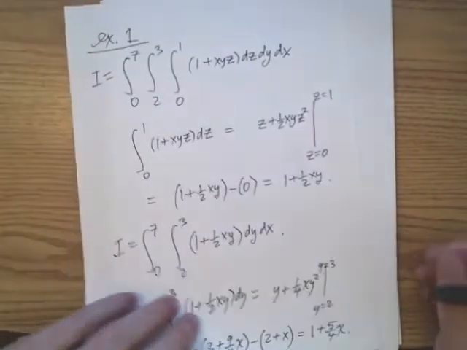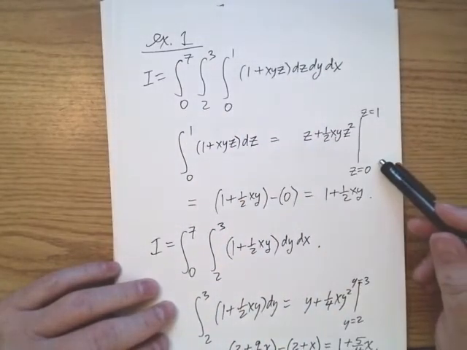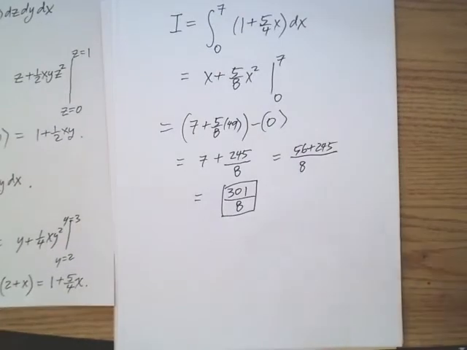Now, you could change the order of integration. Like we said, there's 6 different ways of actually integrating this, right? You will get the same answer every single time.